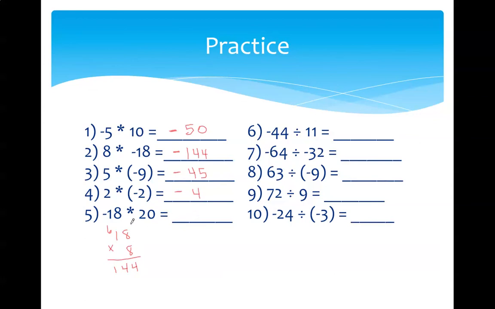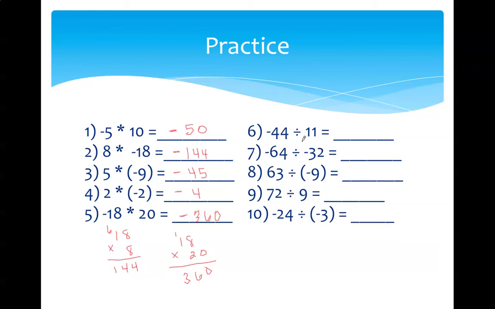For number 5, I have a negative times a positive, which will give me a negative. And then I have 18 times 20. I'm going to come down here and multiply that out. I put the zeros on the end, hanging off. So that's 0, 2 times 8 is 16, carry the 1, 2 times 1 is 2, plus 1 is 3. So my answer is negative 360. So when I multiply, I first figure out which sign it's going to be, and then multiply like normal.